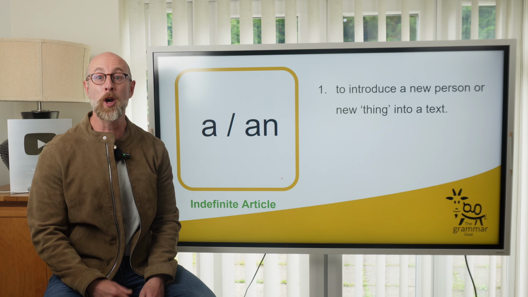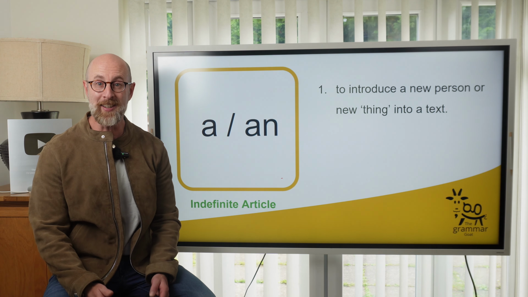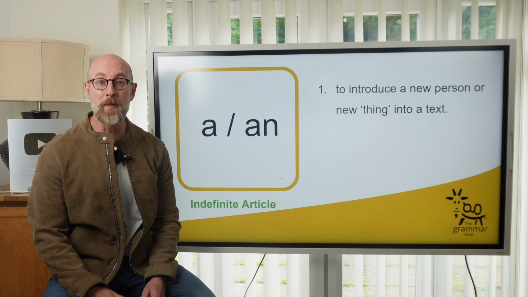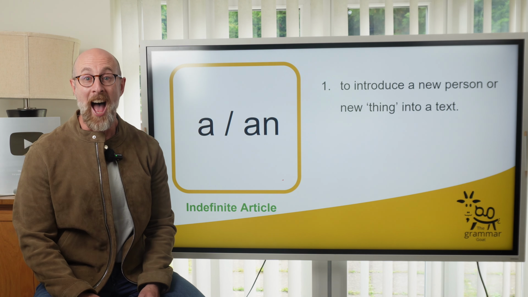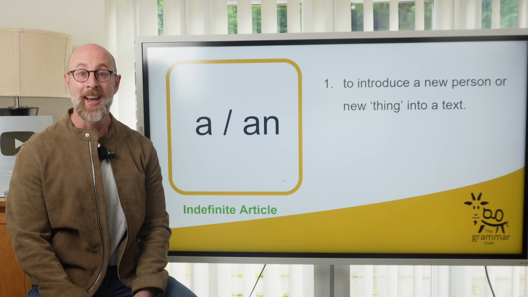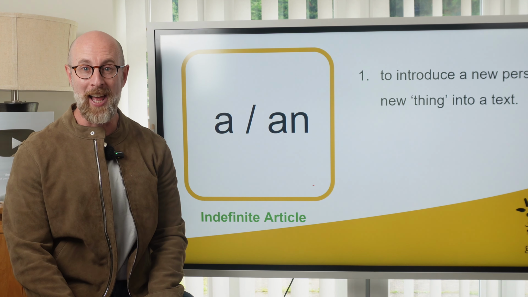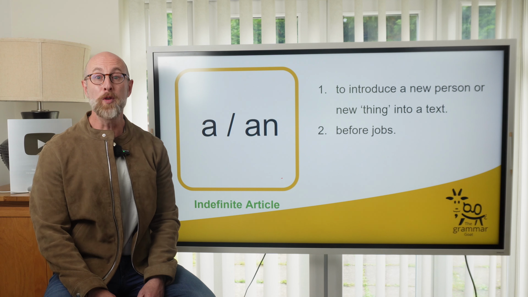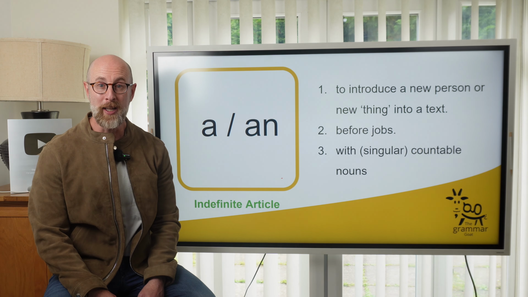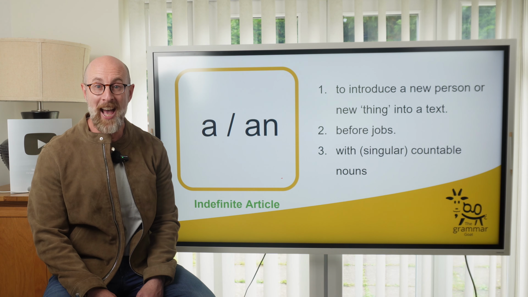In today's lesson, I'm going to show you and teach you three main uses of the indefinite article, a and an. The first very important use of a or an is to introduce a new person or a new thing into a text. We'll be practicing this later in my lesson. Number two, we use a or an before jobs. Number three, we use a or an before singular countable nouns.